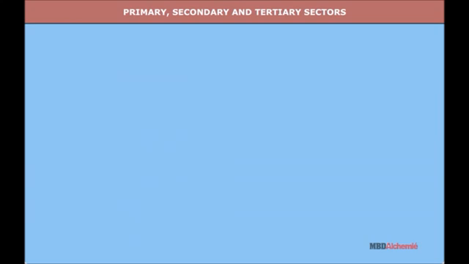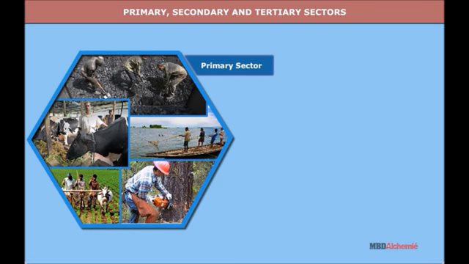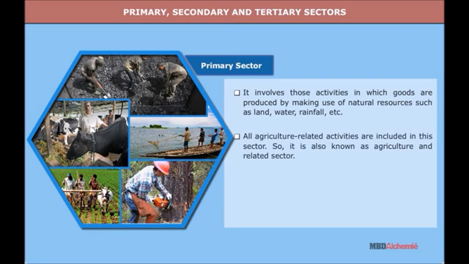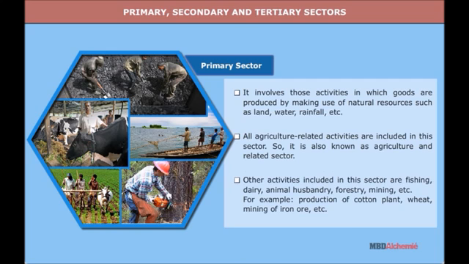Primary, secondary and tertiary sectors. Primary sector. It involves those activities in which goods are produced by making use of natural resources such as land, water, rainfall, etc. All agriculture-related activities are included in this sector, so it is also known as agriculture and related sector. Other activities included in this sector are fishing, dairy, animal husbandry, forestry, mining, etc. For example, production of cotton plant, wheat, mining of iron ore, etc.